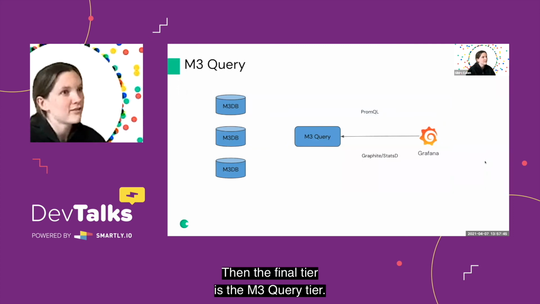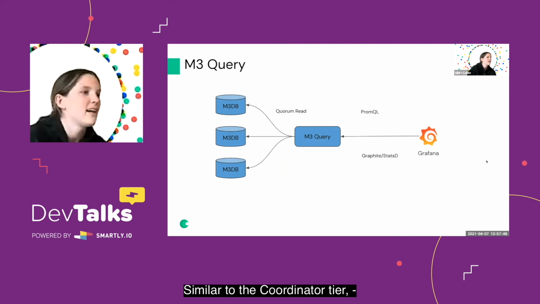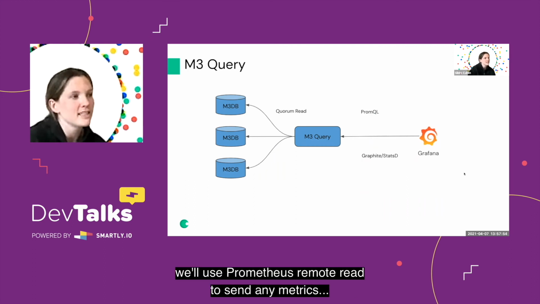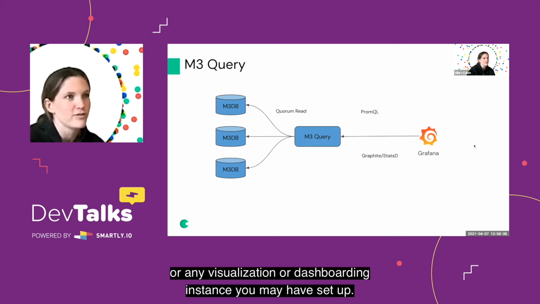Okay, and then the final tier we'll be talking about is the M3 query tier. Similar to the coordinator tier, we're going to be using Prometheus remote read to send metrics from the query tier to your Grafana instance, or any sort of visualization or dashboarding instance that you may have set up to fulfill those requests.